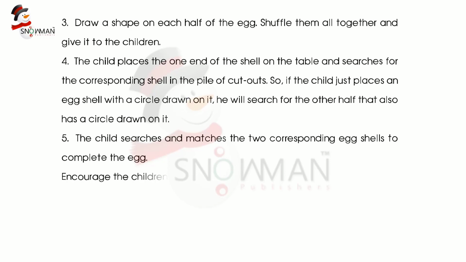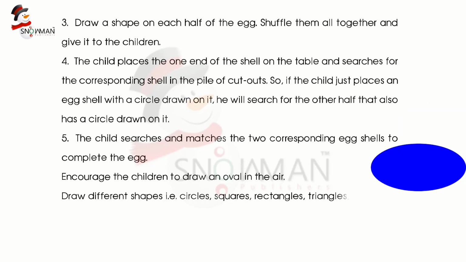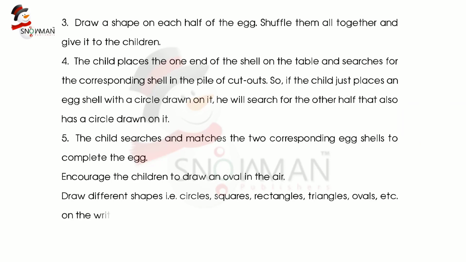Encourage the child to draw an oval in the air. Draw different shapes, for example circles, squares, rectangles, triangles, ovals, etc., on the writing board and ask the children to identify oval shapes.